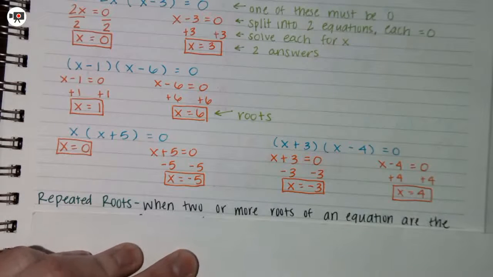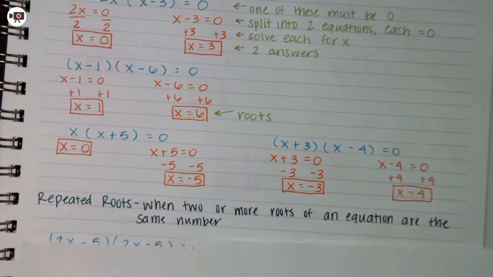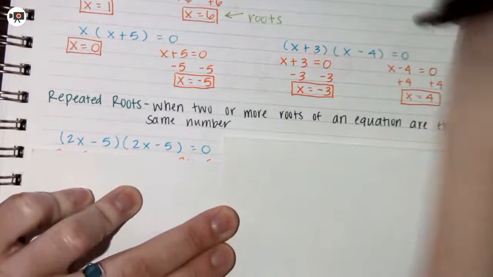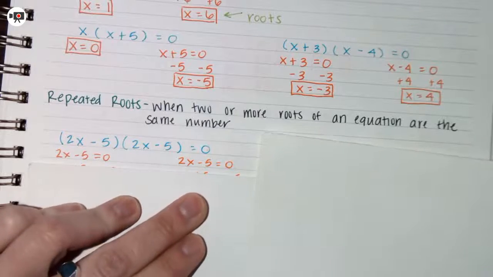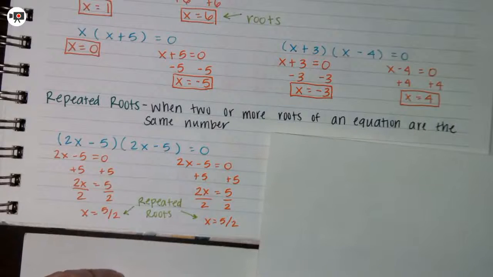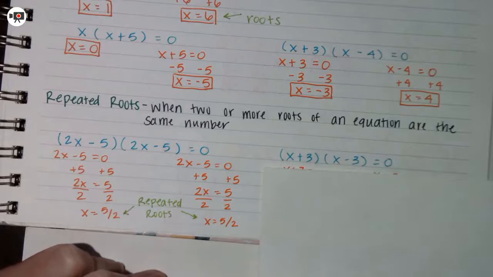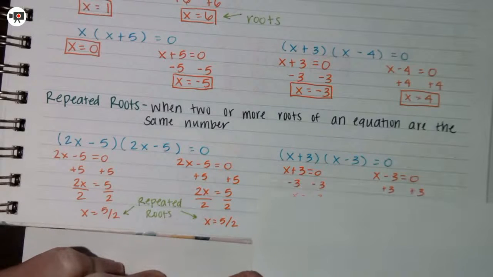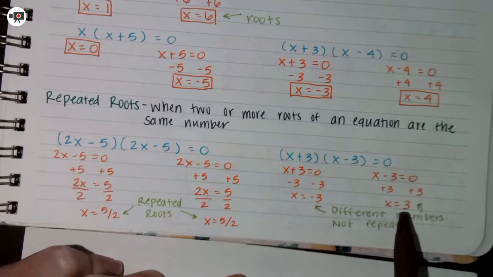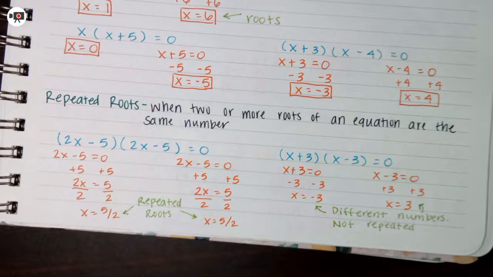We have something called repeated roots, which is when two or more roots of the equation are the same number. So here, if I have 2x minus 5 times 2x minus 5, that's the same thing. So I'm going to have repeated roots of x equals 5 over 2, because they're exactly the same. But if I have x plus 3 times x minus 3, I would get two different numbers, x equals negative 3 and x equals 3. Negative 3 and 3 are different numbers, so they are not repeated roots.